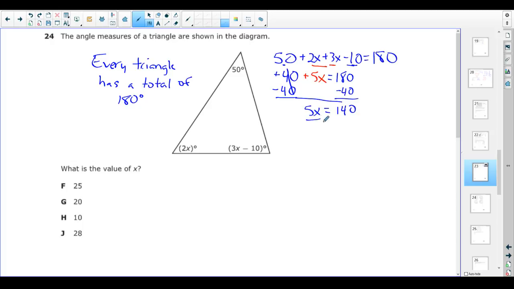And then if we divide by 5, and all we want to know is the value of x, which is 28. Okay. And even if you didn't want to solve this equation, as long as it's multiple choice, you could have just tested this. You could have just gone through each answer choice, put it in for x, and as long as you remember that a triangle has to add up to 180, eventually you'd get that answer.